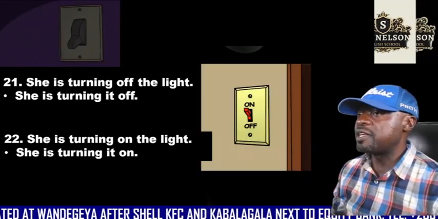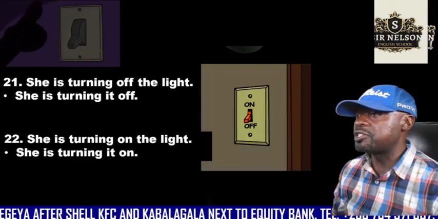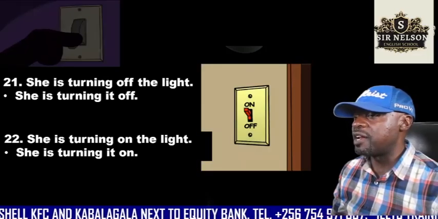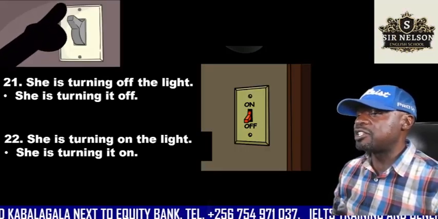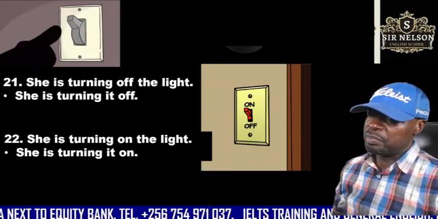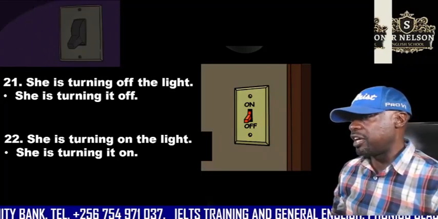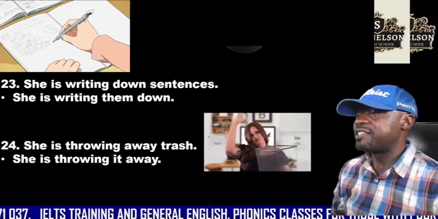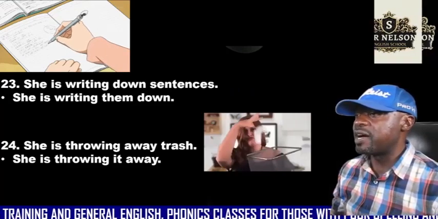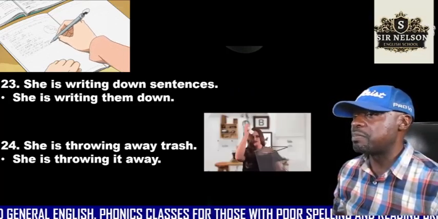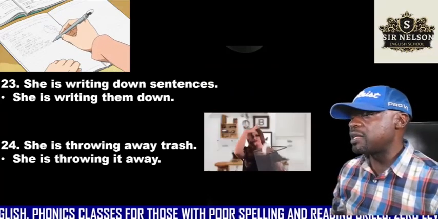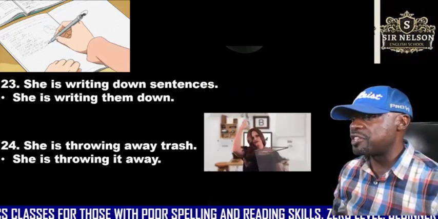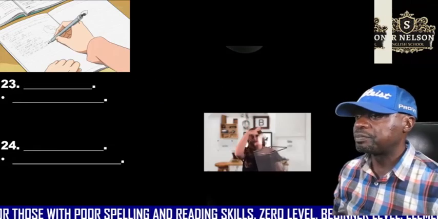Turning off is the phrasal verb. It is the pronoun for the light. Turning on the light. Turning on is the phrasal verb. Light is the noun. It is the pronoun. Practice your English. She's writing down. Writing down is the phrasal verb. Sentences is the noun. Them is the pronoun. Throwing away is the phrasal verb. Trash is the noun. It is the pronoun.